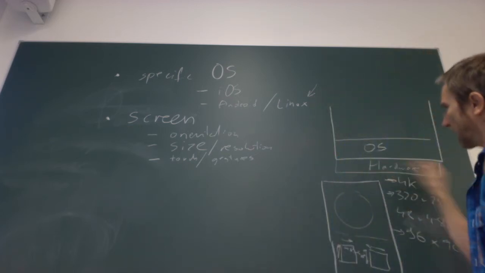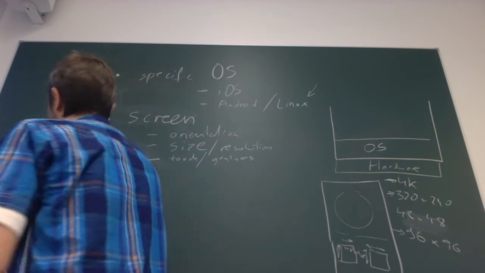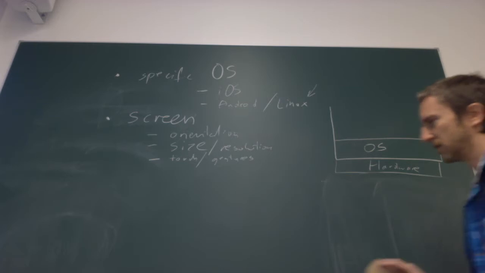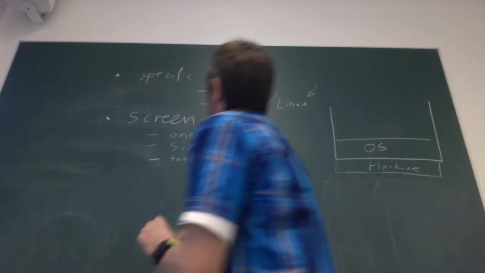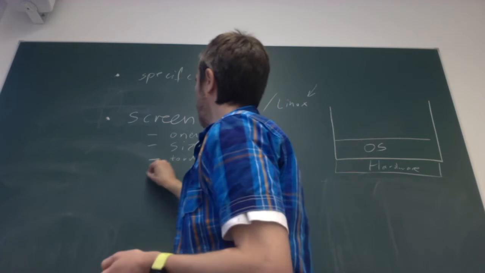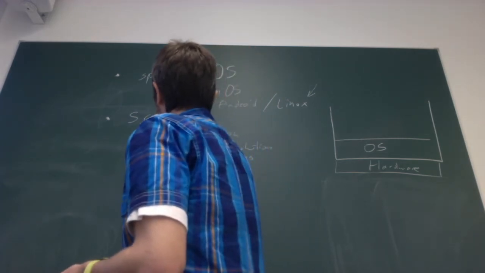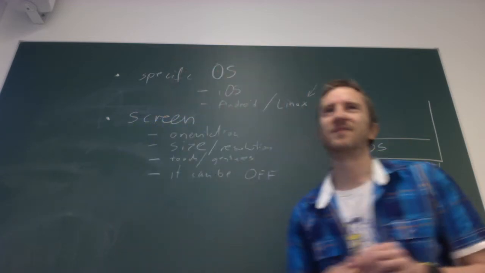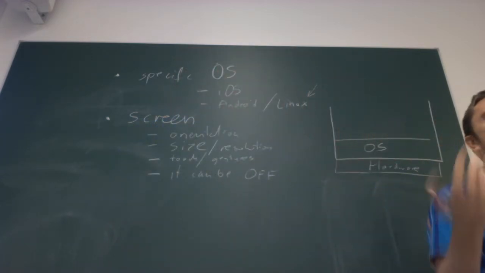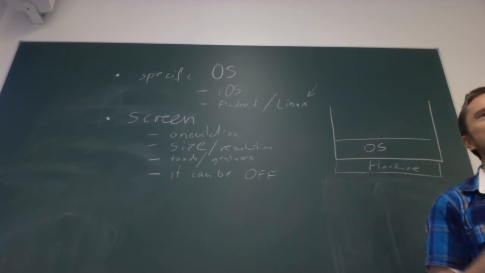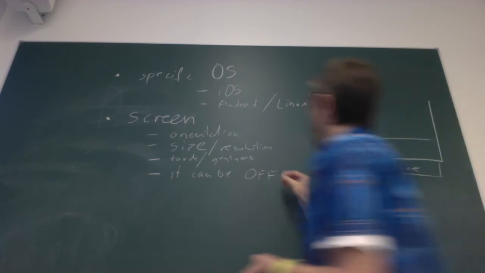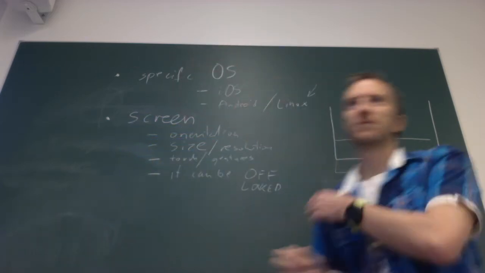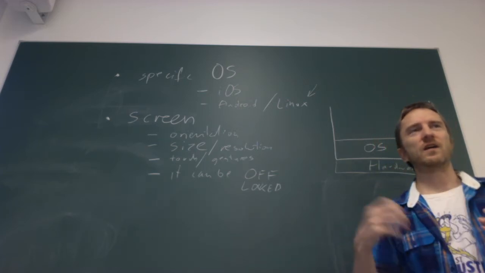So that's what we're discussing, the hardware. Screen is one. What else? What else is different hardware-wise? Oh yeah, one small thing about the screen on a mobile phone: it can be off, right? The screen can be turned on and off, so that means something, right? Also, it can be locked, right?